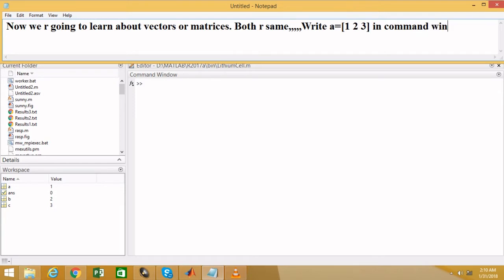Now we are going to learn about vectors or matrices. Both are the same.